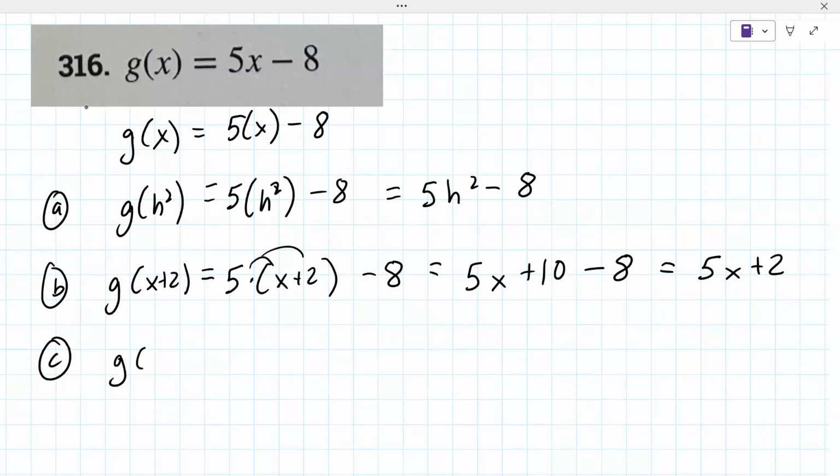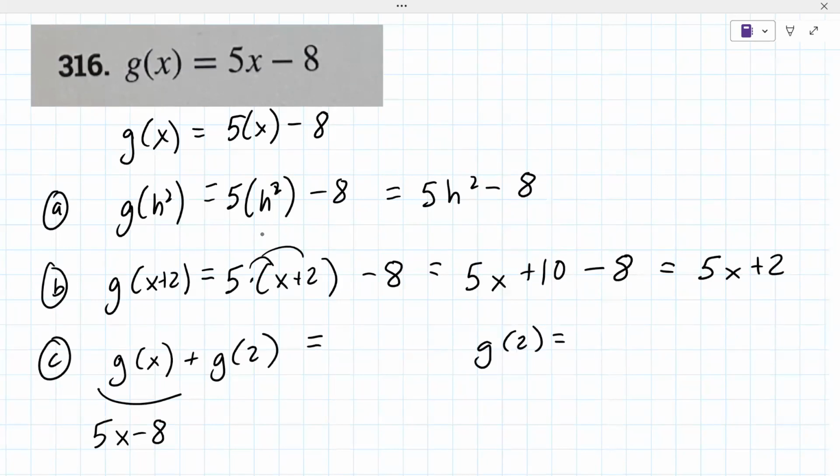So part C is g of x plus g of 2. Should I write that whole thing in parentheses, where the x should be? Well, this whole part is the 5x minus 8. But then the g of 2 you have to do off to the side. That's 5 times 2 minus 8. They're just separate things. The g of x is 5x minus 8.